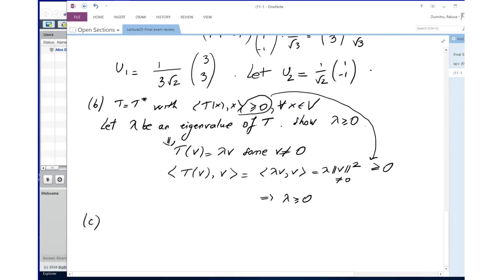C. Any positive semi-definite operator on a finite dimensional inner product space is diagonalizable.